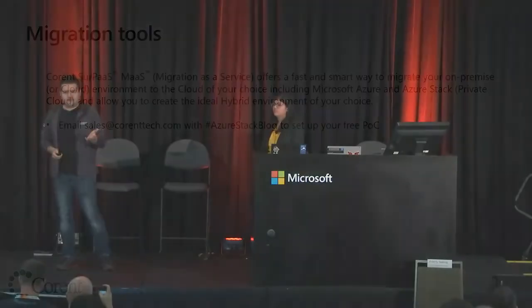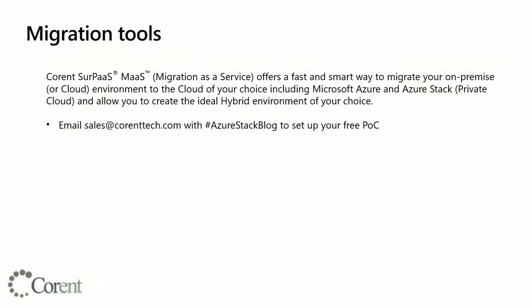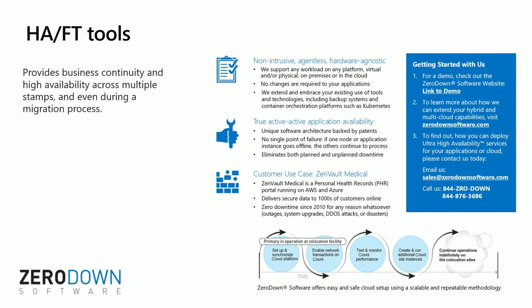Corent is another one of the partners that was with us from the beginning and has a number of customers that are already migrated. And in terms of tools, especially when you're talking about migrating applications which are not HA or DR aware, Zero Down is a very interesting product which sits in front of your application and provides a fault-tolerant solution across multiple stamps. So you have your application running on 2 stamps, for example. You put Zero Down in front of it, and now you have an end-to-end fault-tolerant HA solution.